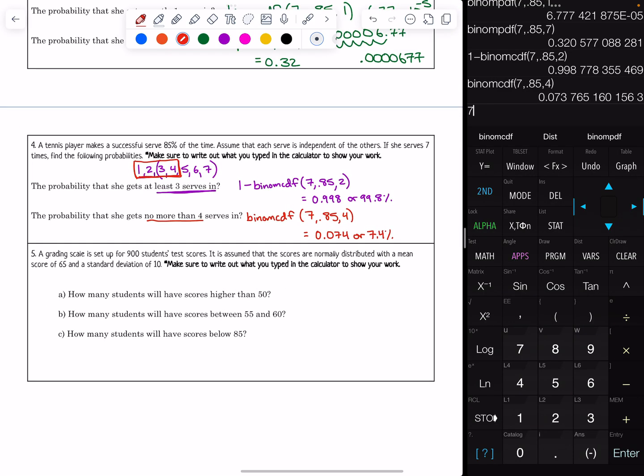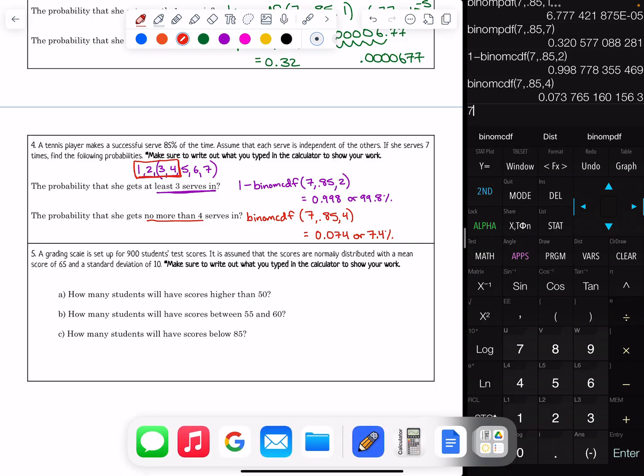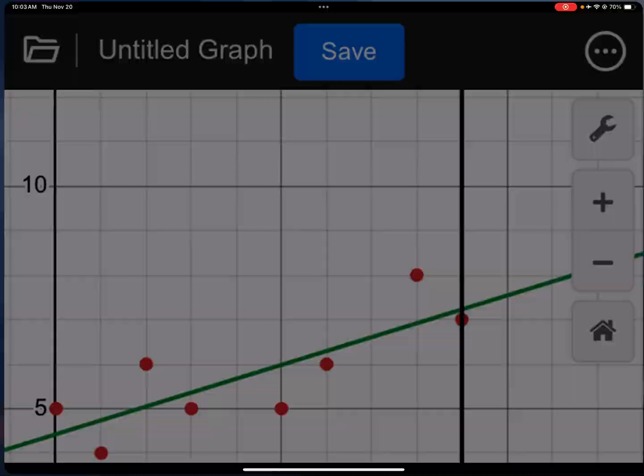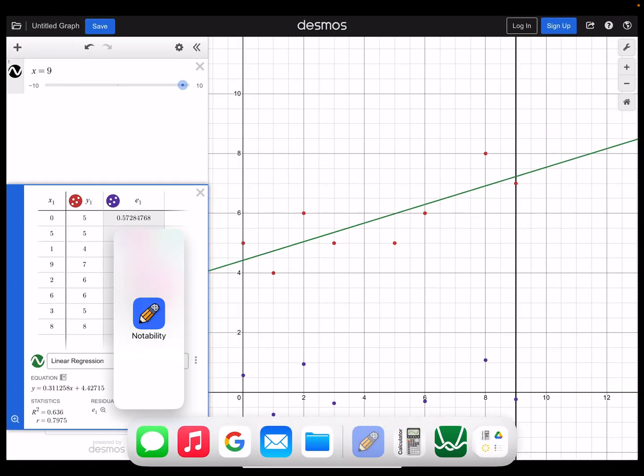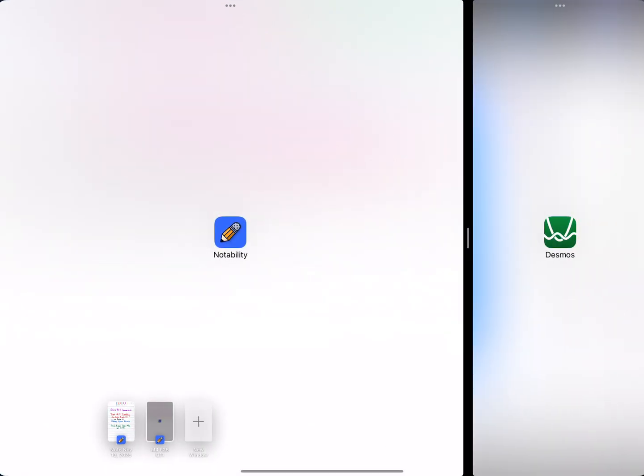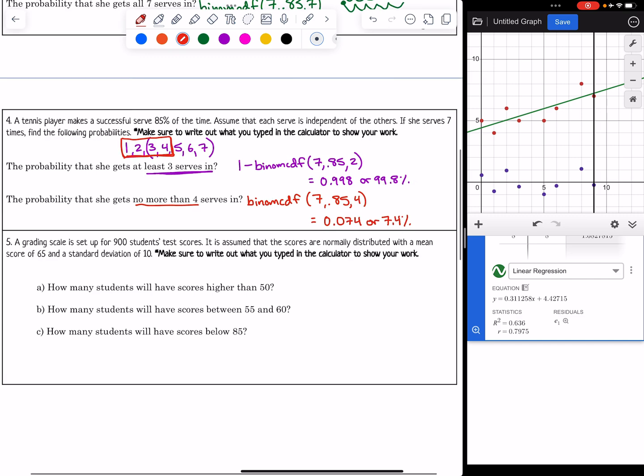Number 5 says a grading scale is set up for 900 students' test scores. It is assumed that the scores are normally distributed with a mean score of 65 and a standard deviation of 10. How many students will have scores higher than 50? So notice they're not asking you for probability, they're asking you for number of students. But we do need to get the probability in order to find our number of students.